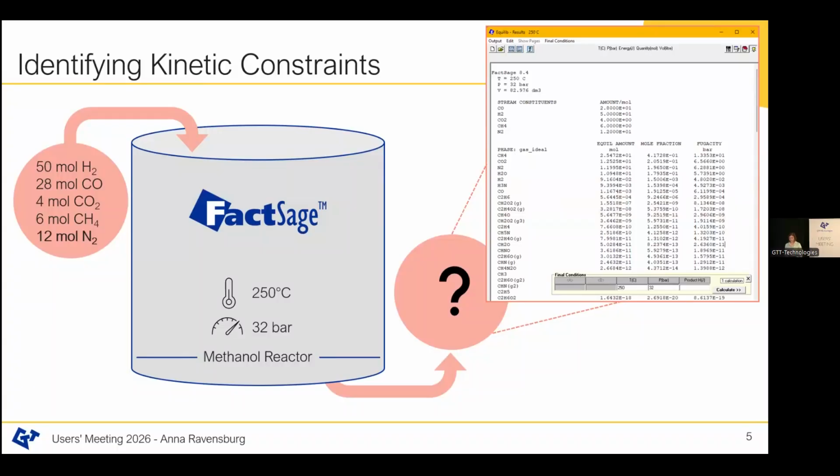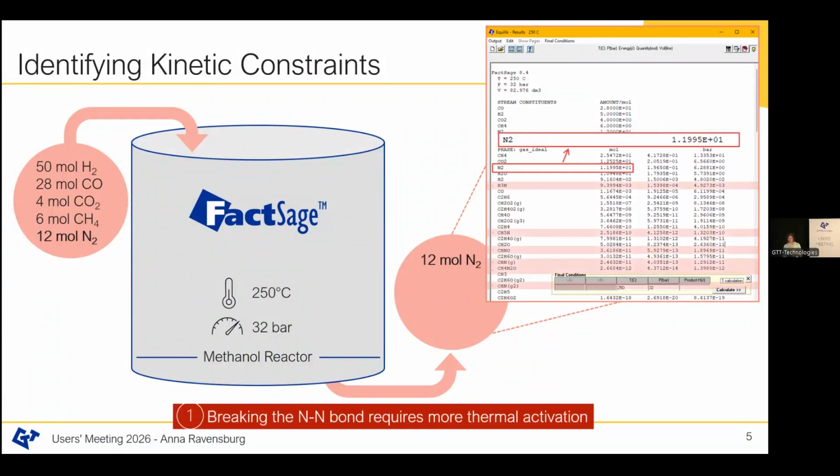So, the first thing that I have to do is identify the kinetic system. The first thing that I can do is look at my output and see, okay, I put 12 mole percent N2 in and I get approximately 12 mole percent out, not exactly. And if I look into experiments, it's exactly that. I put 12 mole percent of N2 in and I also get 12 out. So the first thing that I want to do is assume that the breaking of the N bond is somehow kinetically constrained, so that it requires more thermal activation to actually be broken.